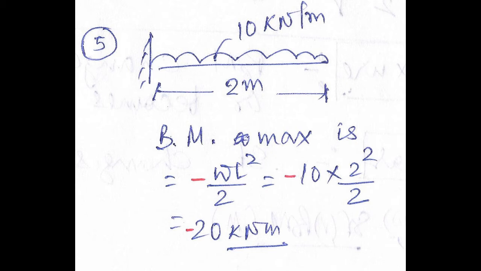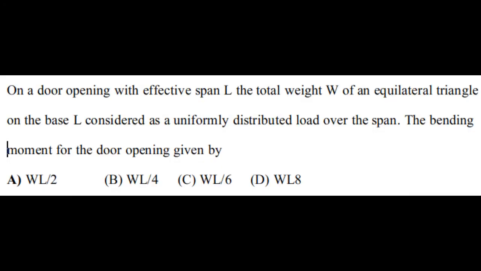A cantilever beam of 2 meter span I have drawn. UDL is given as 10 kilonewton per meter uniformly distributed load. We have to find the bending moment maximum, the maximum value of the bending moment. So what is the formula for a cantilever beam with UDL? Maximum bending moment is WL square by 2. W is 10, L is the span of the beam, that is 2. So if we put the value, we get 20 kilonewton meter with a negative sign as cantilever beam generates hogging or negative bending moment. Let us see next question.